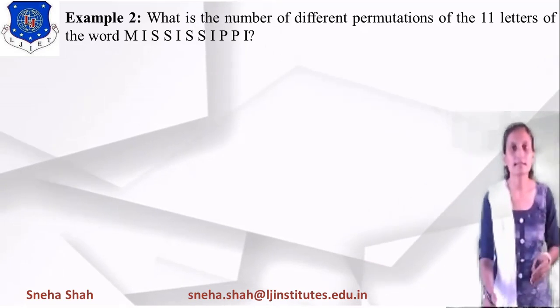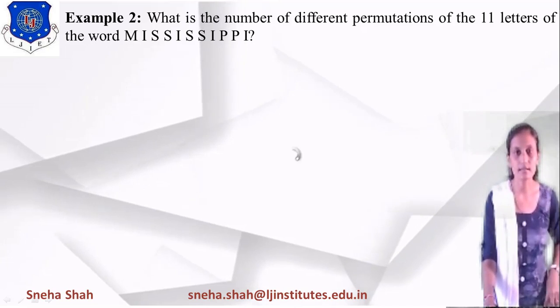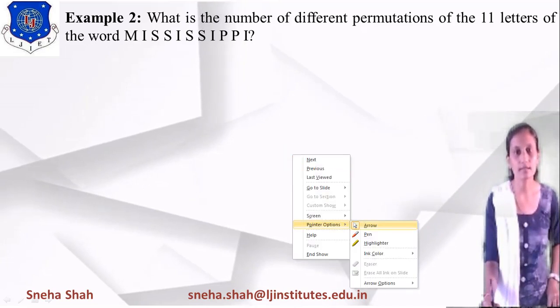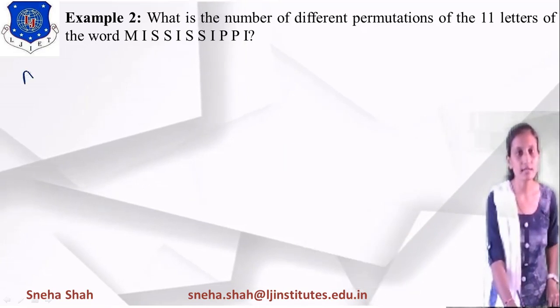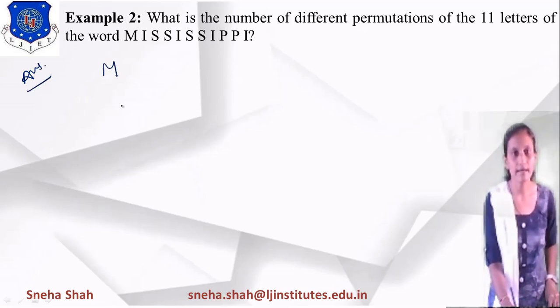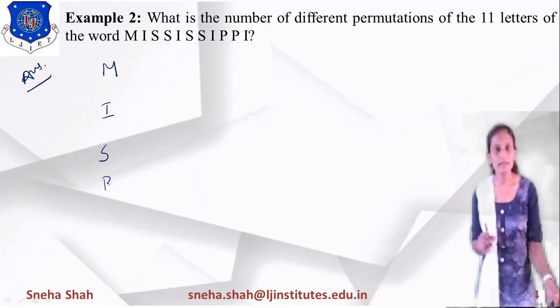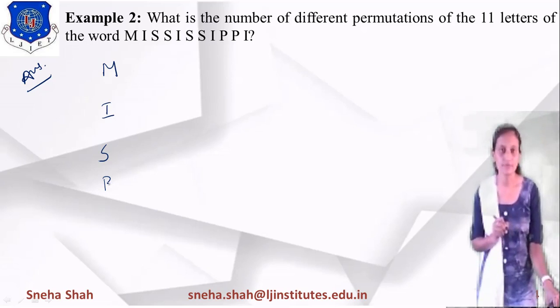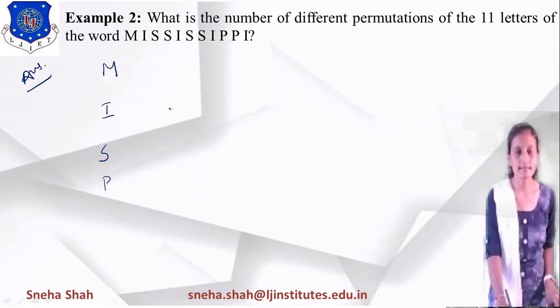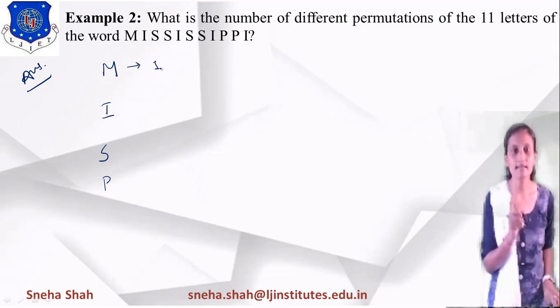So if we are solving this example in permutations, if you want to find out permutations for this, we will first define the number of letters. The letters are M, I, S, and P, and all the other letters are repeating in this word, right? Now M occurs only one time.